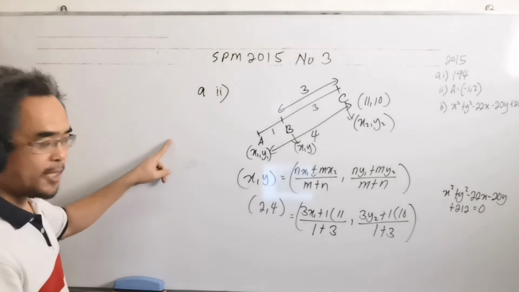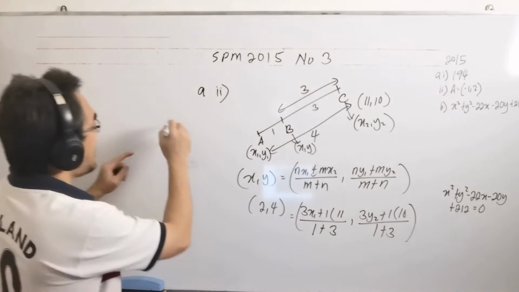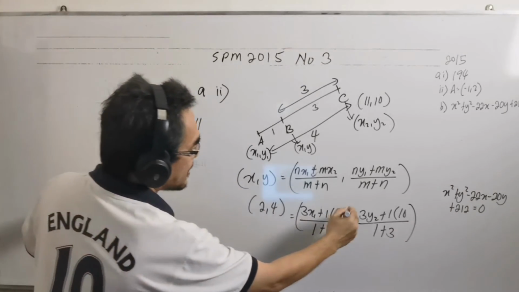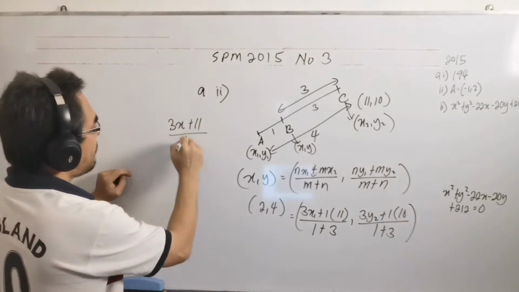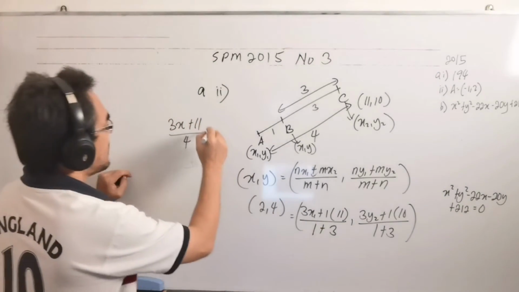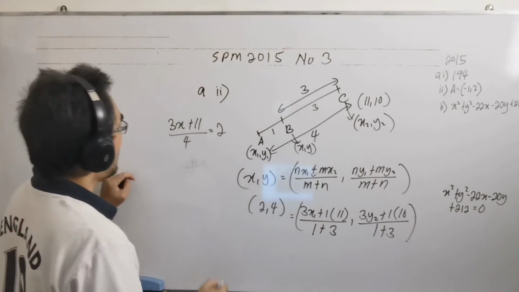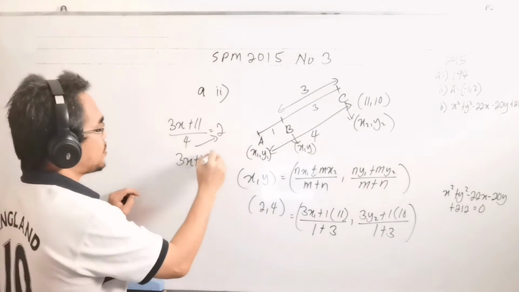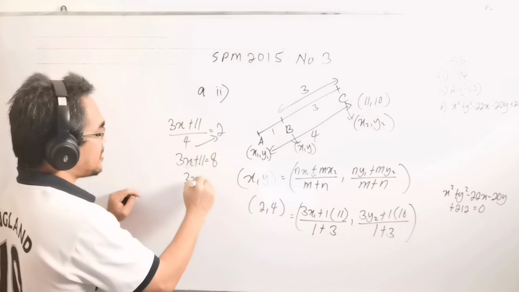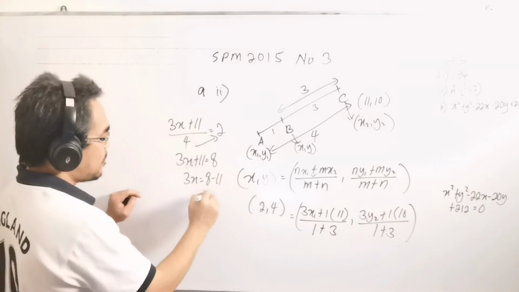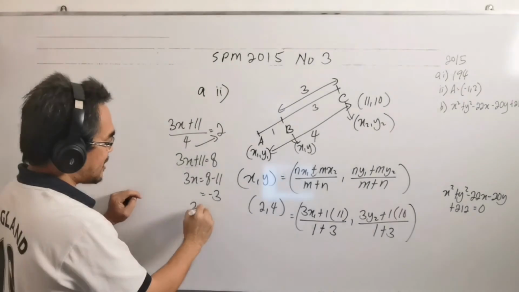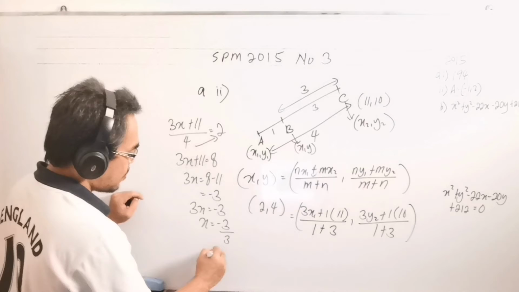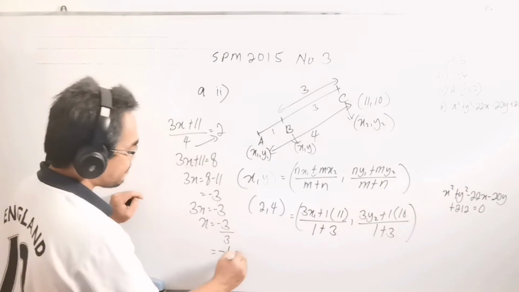And to solve the equation, you take the x here equals to 2. So I'm going to write down here. We say 3x plus 11, because 1 times 11, over 4, because 1 plus 3 equals 4. Then we solve this. We say 3x plus 11 equals to 8. So 3x equals 8 minus 11, which is negative 3. So x is negative 3 over 3, which is negative 1.